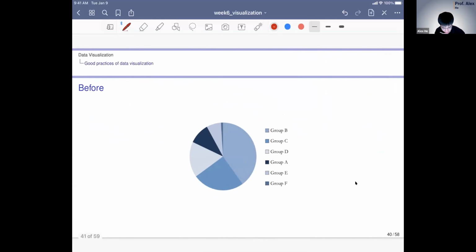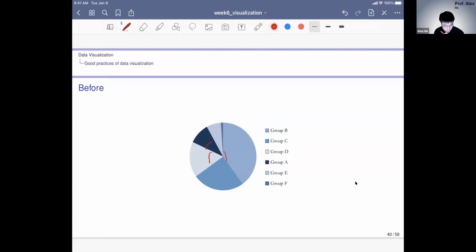This is the second last one. You have these different groups and it's a pie chart. What's great about a pie chart is that it tells you that all of these fractions add up to 1. Okay, but that's the only thing that a pie chart is doing great. However, if you want to compare these different groups, a pie chart is not super effective because it's very hard to compare the different pie slices, like how much bigger this one is relative to this one.